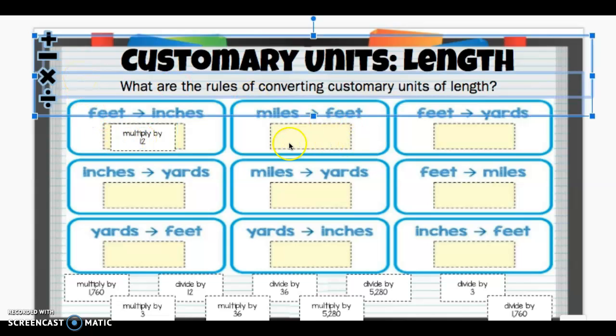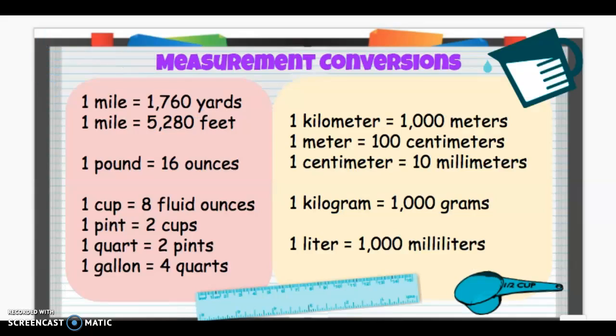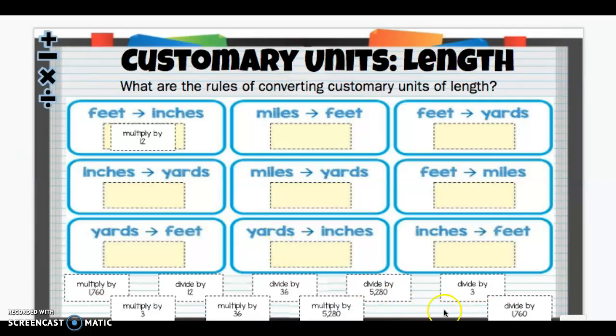All right. Now, if you're going miles to feet, well, looking at our chart here, if 1 mile equals 5,280 feet, that means for 2 miles, we would just have to do 5,280 times 2. 3 multiplied by 3. So we're continuously multiplying by the 5,280.